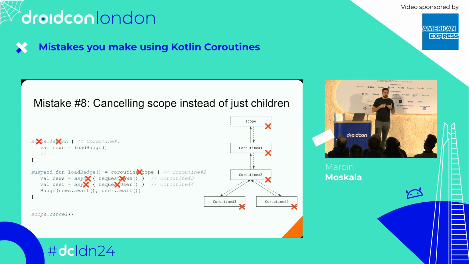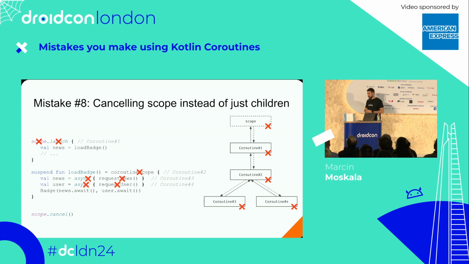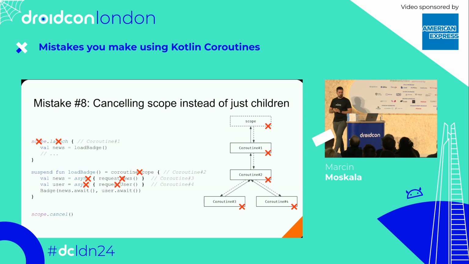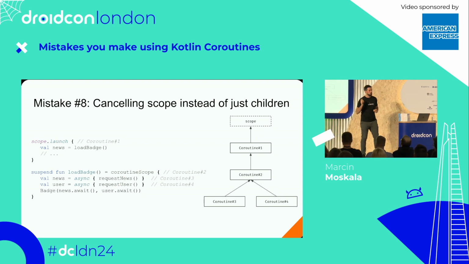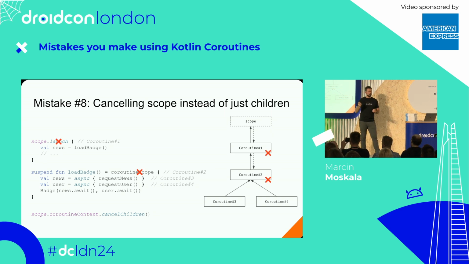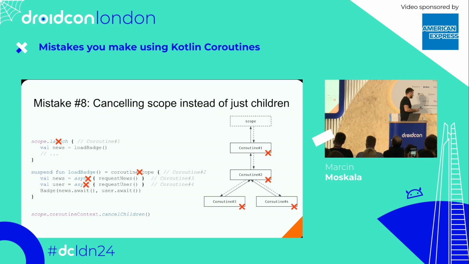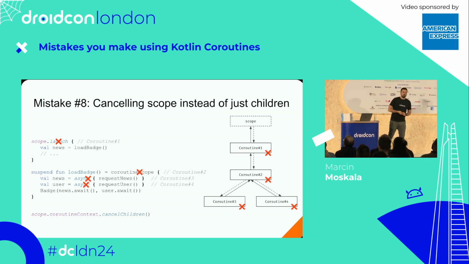So that can be a bit problematic, and I generally consider it safer to cancel children. Yeah? Scope, coroutine context, cancel children. This way, you still cancel all the children, all the coroutines, but the scope is still available for future use. That costs us nothing, and that's just a simpler option.